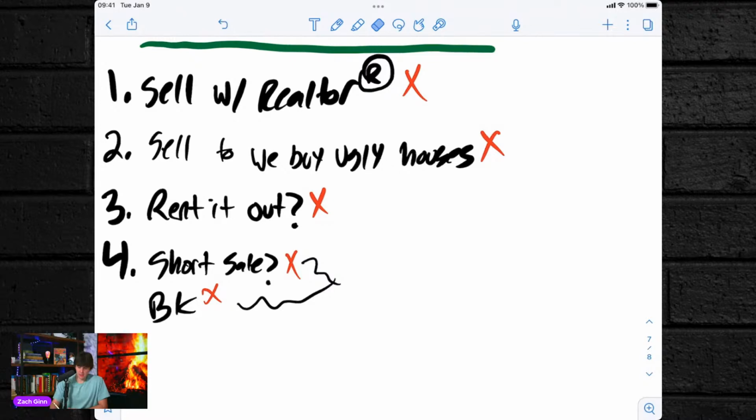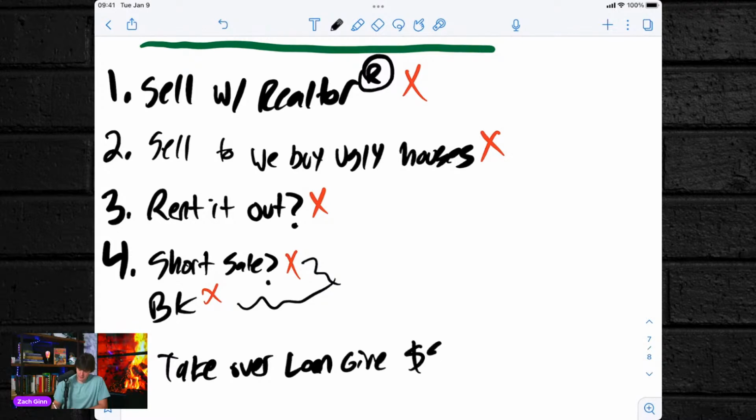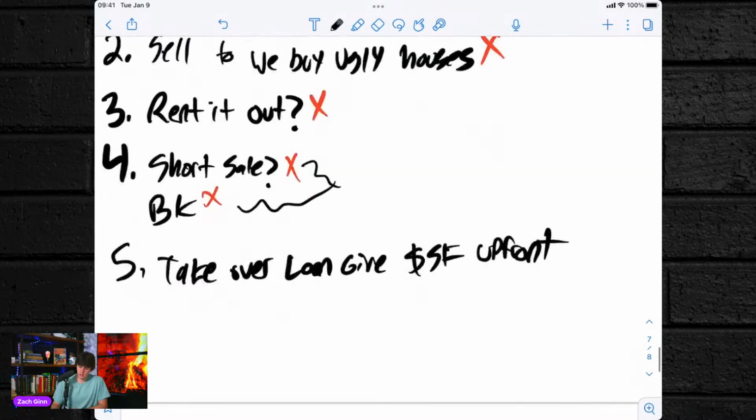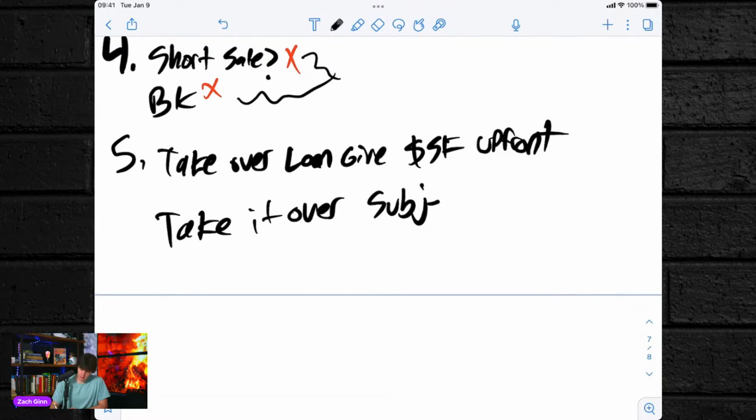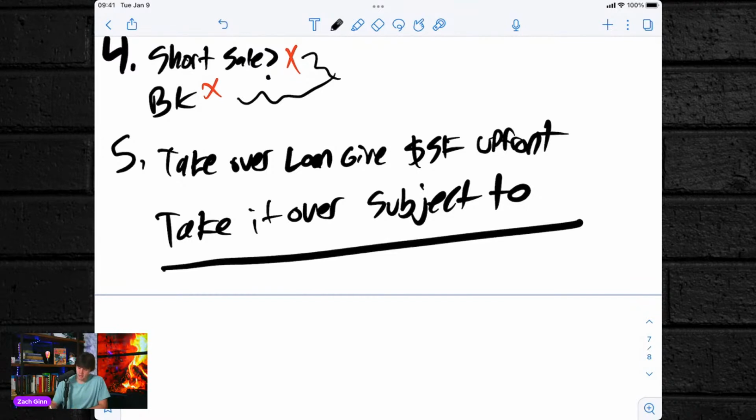And so basically how I deal with this is you just offer to take over the loan and then basically give like 5K up front. I pay the loan. I take the mortgage over subject to. That is it. That's what I'm doing. I'm taking it over subject to.